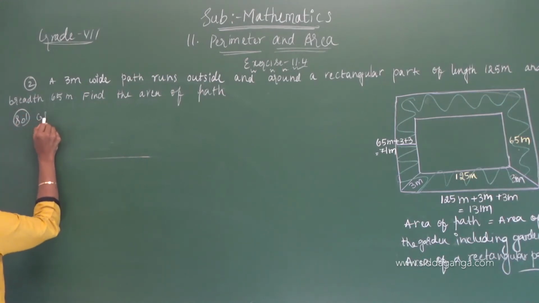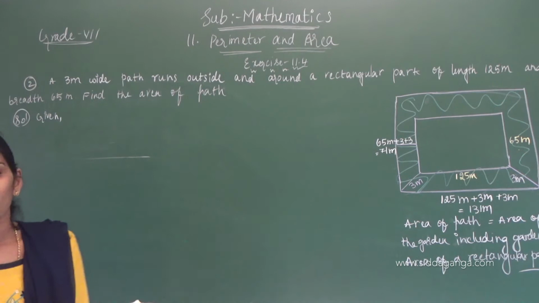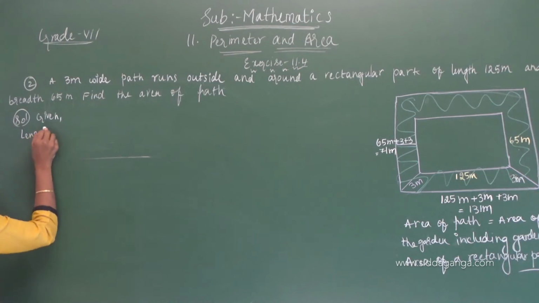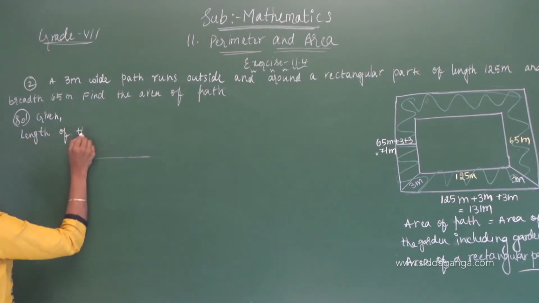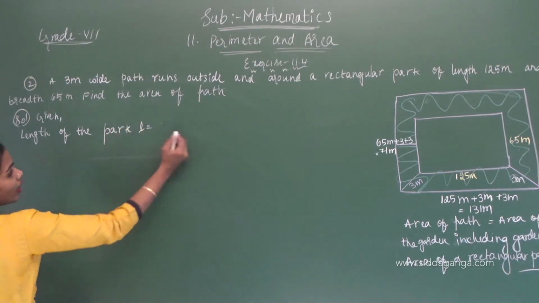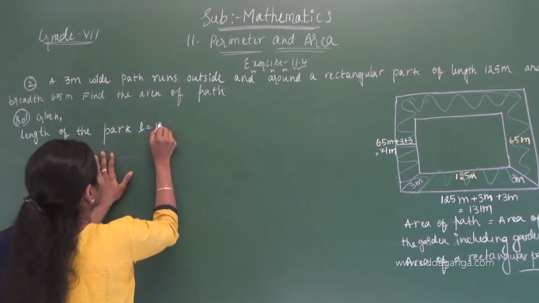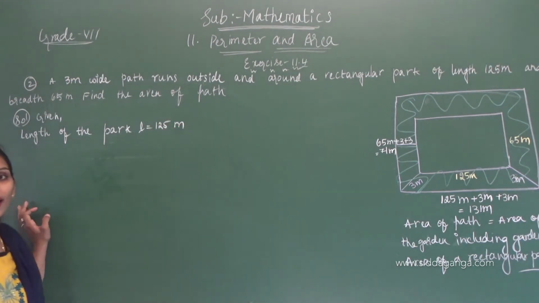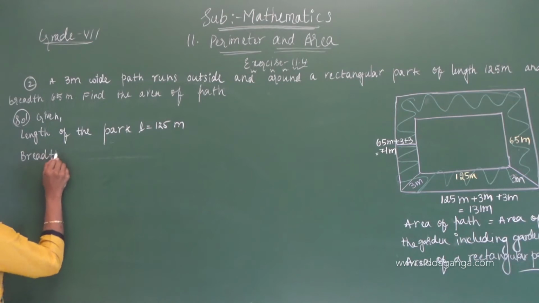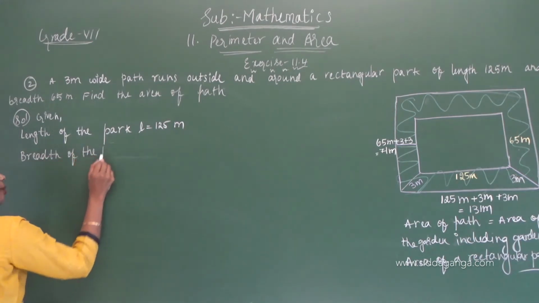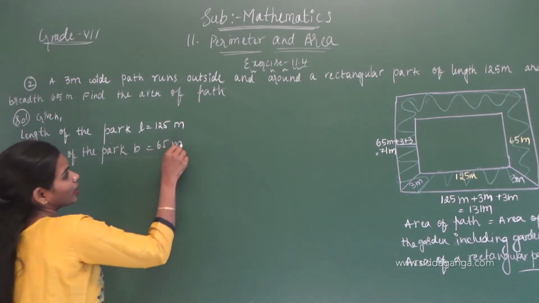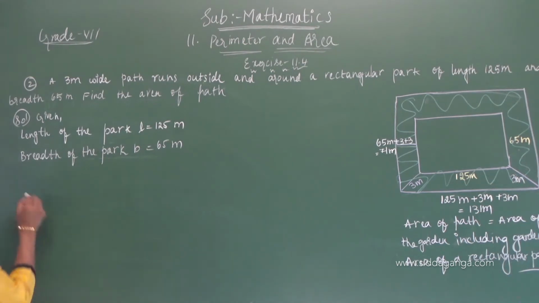Given, from the question itself we can understand that the length of the park, L, equals 125 meters, and the breadth of the park, B, equals 65 meters.